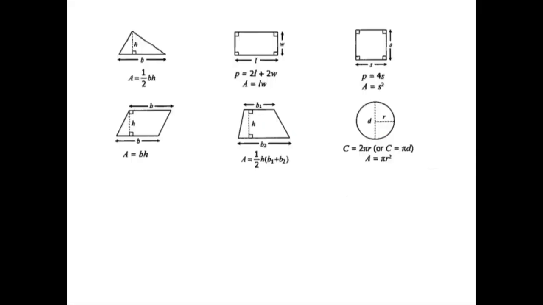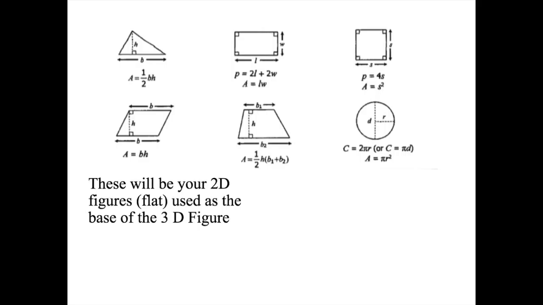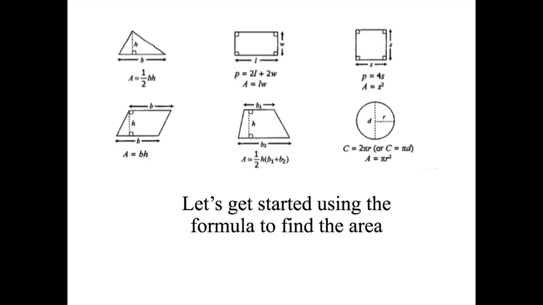Here are 6 basic formulas for finding the area of these two-dimensional figures. These 2D figures will be used as the base when we get ready to create our 3D figures. So take a look at this. I am going to draw a square 2D figure, and up here I'm going to draw another square 2D figure, and then I am going to connect the corresponding vertices to create a 3D figure. So eventually this is where we're going. We are going to get started in just a second, but let's take a look at the formulas.